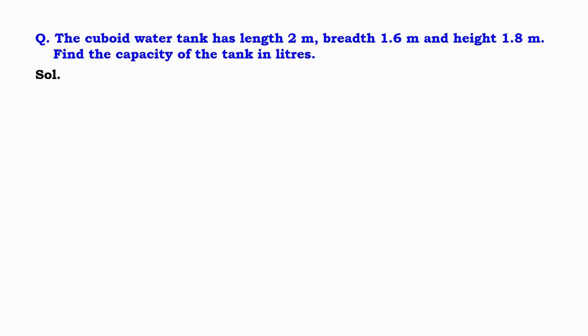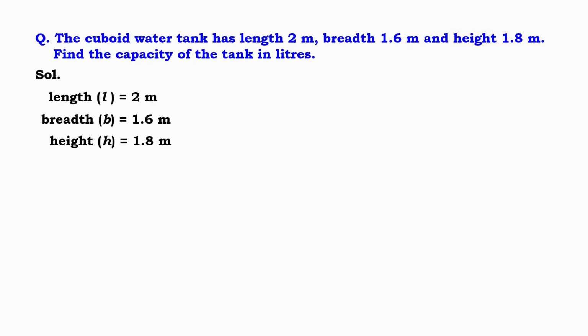The cuboid water tank has length 2 meter, breadth 1.6 meter and height 1.8 meter. Find the capacity of the tank in liters. So here they are asking for the capacity. First we need to check what is given in the question. The length is given, that is L is equal to 2 meter. Breadth is also given, 1.6 meter. Height H is equal to 1.8 meter.